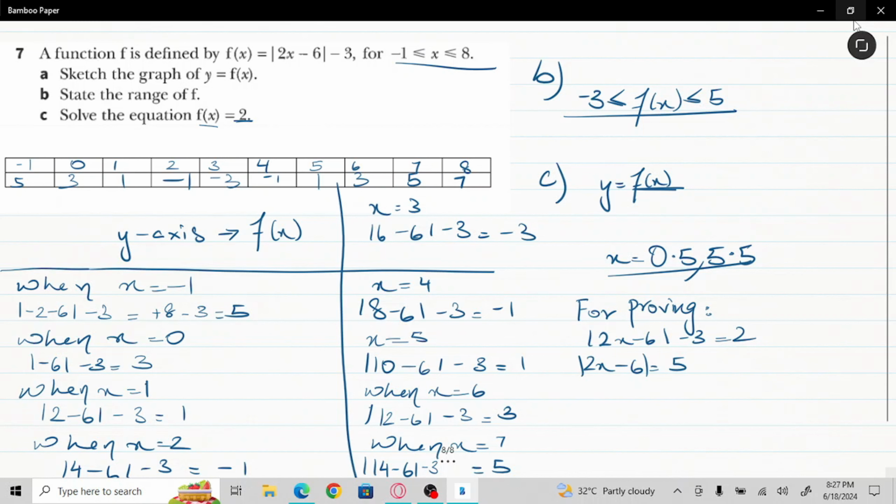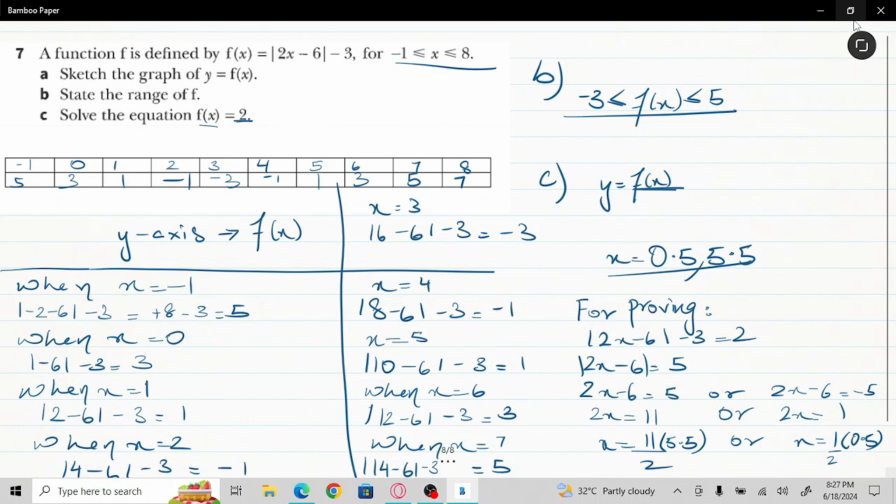And this is in a modulus. So again, 2x minus 6 is equal to 5, or 2x minus 6 is equal to negative 5. Okay. So 2x is equal to 5 plus 6, which is 11, or 2x is equal to negative 5 plus 6, which is positive 1. So x equals 11 upon 2, or x equals 1 upon 2. 1 upon 2 is 0.5, and 11 upon 2 is 5.5. And that's your proof that what we have done is correct.